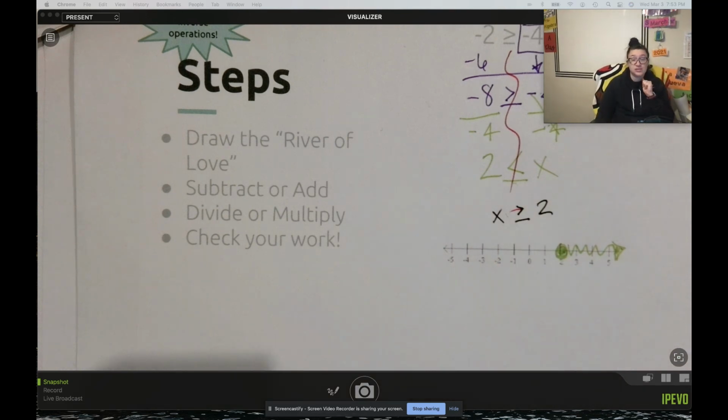If you have any questions with this, let us know. Otherwise, you can go on to the next video to learn about the words that go along with this in translating equations.